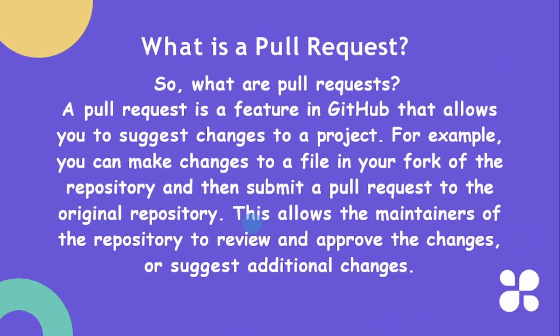So what then is a pull request? Essentially, a pull request is a feature in GitHub that allows you to suggest changes to a project. For example, you can make changes to a file in your fork of the repository and then submit a pull request to the original repository, so that it can be merged. This allows the maintainers of the repository to review and approve the changes or suggest additional changes. So let's say I create a branch from the main code base, and I make my changes.